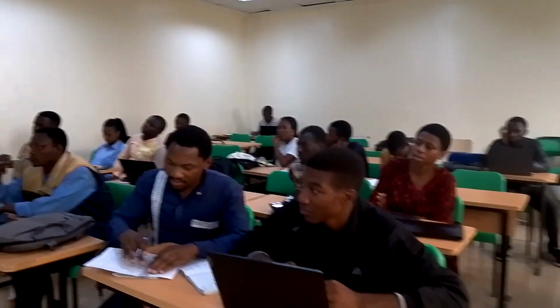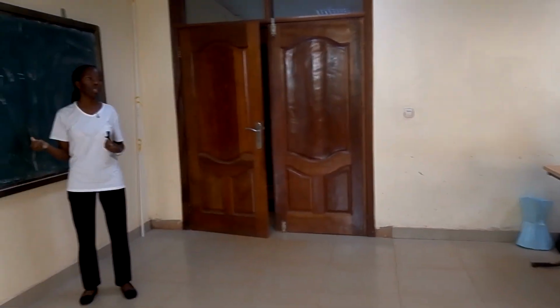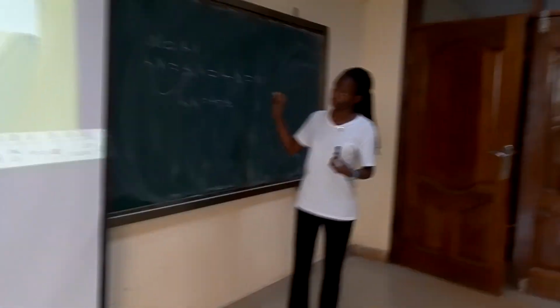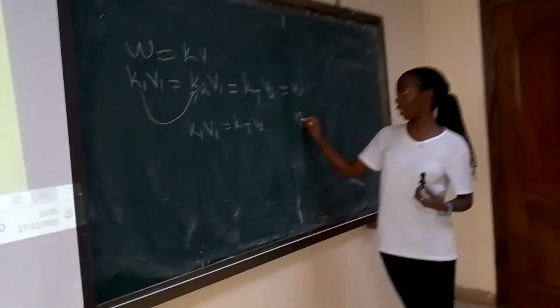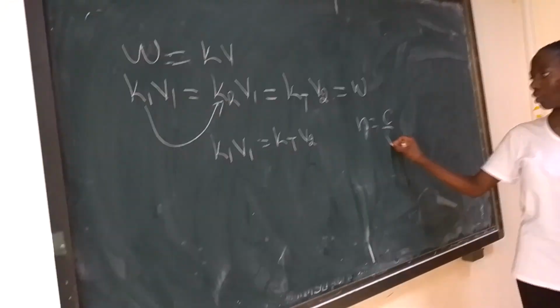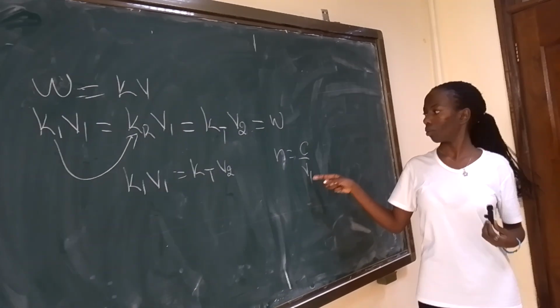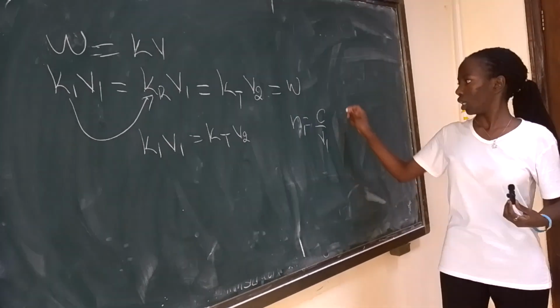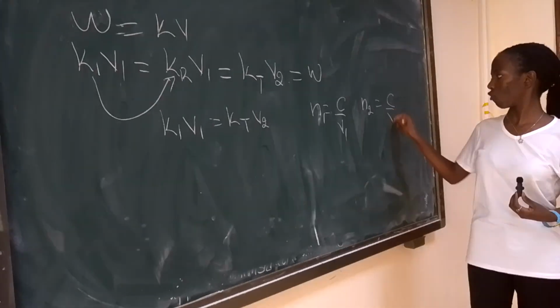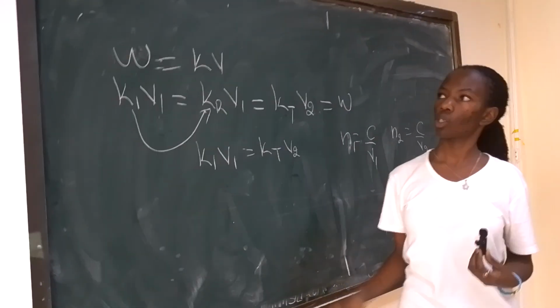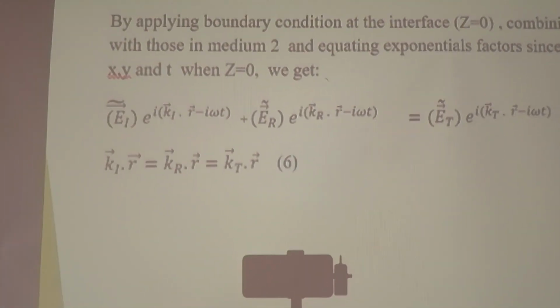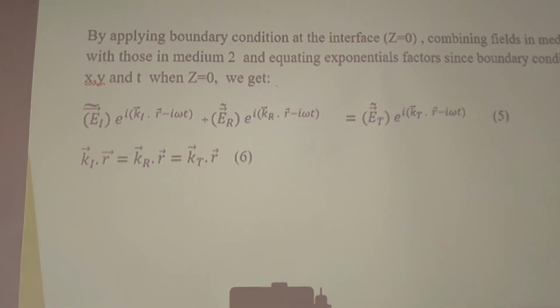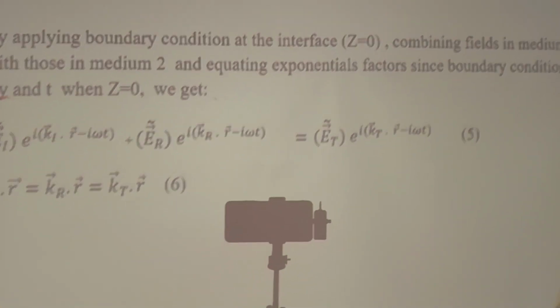And by first analyzing how we can represent this using the refractive index, you know that the refractive index is equal to the speed of light over the speed in the medium. In medium 1, it is equal to C over V1. In medium 2, it is equal to C over V2. By replacing with this, we will get the equation K1 equals N2 over N1 times KT.